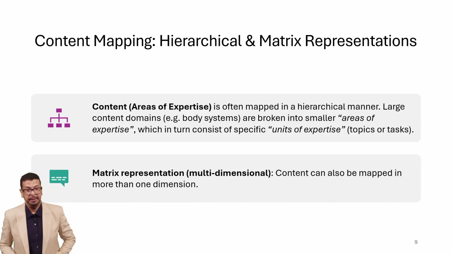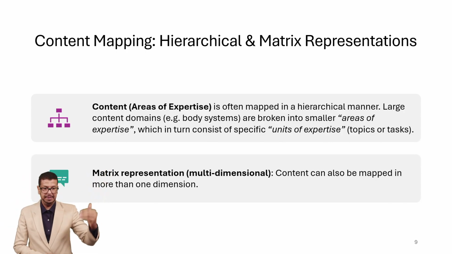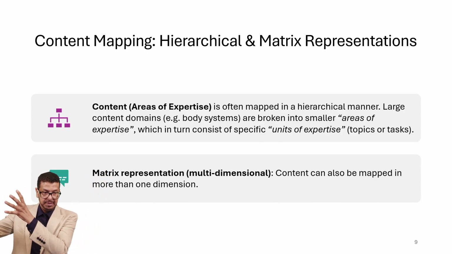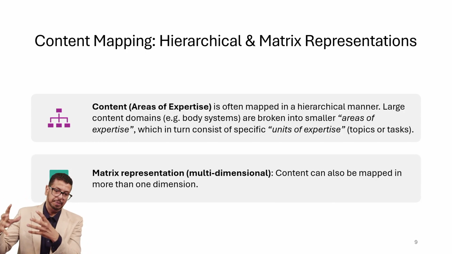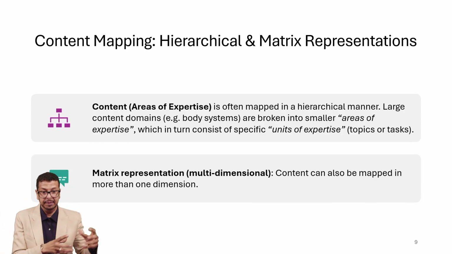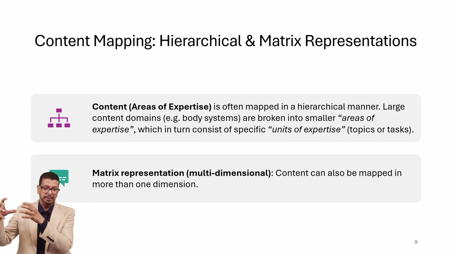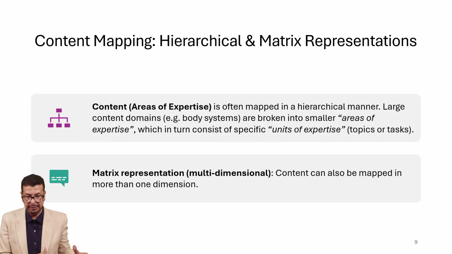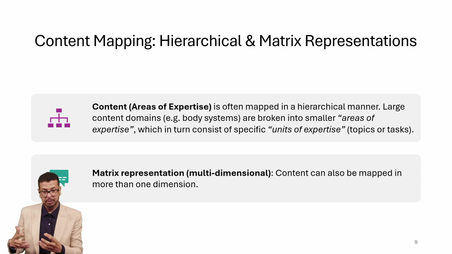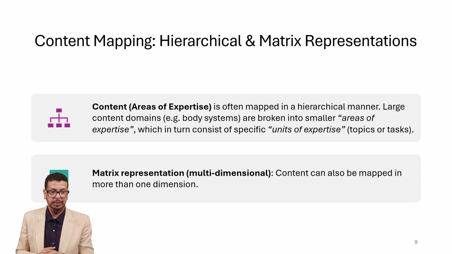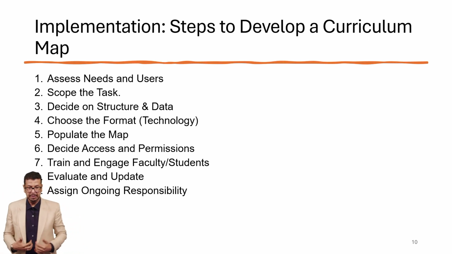The content area of expertise is often mapped in a hierarchical manner. For example, maybe start with competencies, then EPAs, then domains of competencies, then milestones. Or you may stay with program learning outcomes, then course learning outcomes, and then content and so on. Or themes or problems, or clinical presentations if you are using clinical presentations, and so on. So how to implement the curriculum mapping?